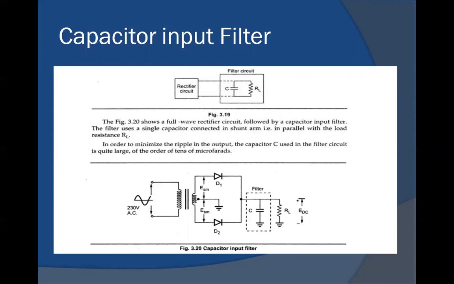See, in this you will be having a capacitor parallel to the load circuit. So in this, the capacitor will be acting as an input filter. In order to minimize the ripples in the output, the capacitor used in the filter circuit is quite large, of the order of tens of microfarad. And then you can connect the same filter circuit with the rectifier circuit. This is a full wave rectifier circuit, which is connected at the output of the full wave rectifier. The capacitor C will act as a filter element to filter the unwanted noise signals.